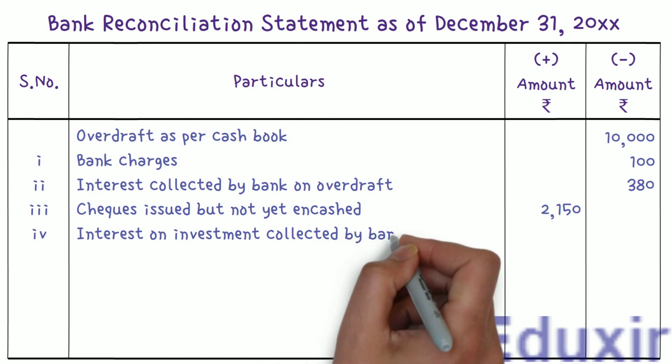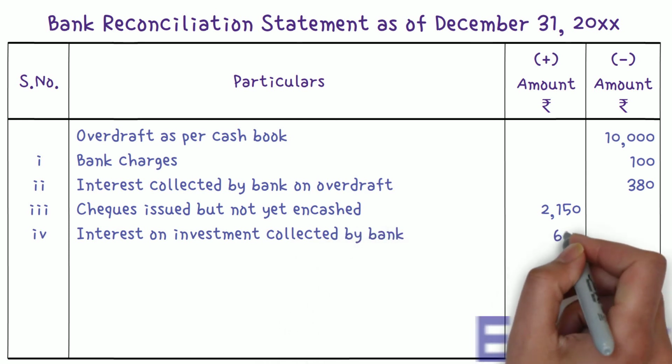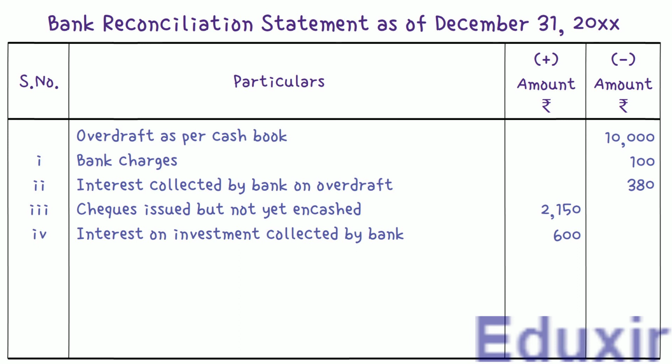Let us now write this amount of 600 rupees in the plus amount column. That completes the recording of these details into the bank reconciliation statement. Let us now take up the next details.